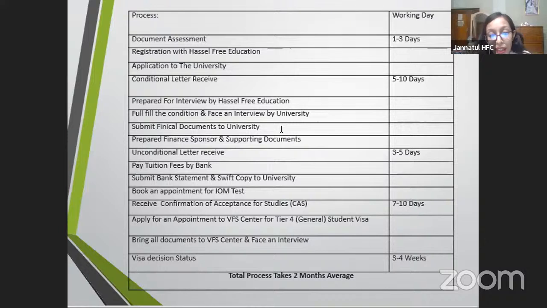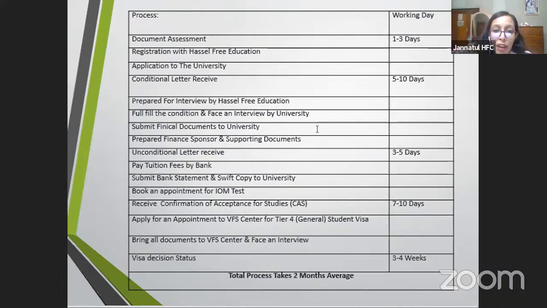And you will get the cash letter within 7 to 10 days. After getting the cash letter, the next process is the student visa application. We will do your student visa application, and after we submit all of your documents and your passport to the VFS center, you will get back your passport within 3 to 4 weeks.